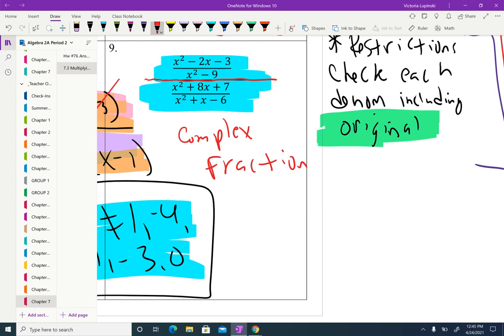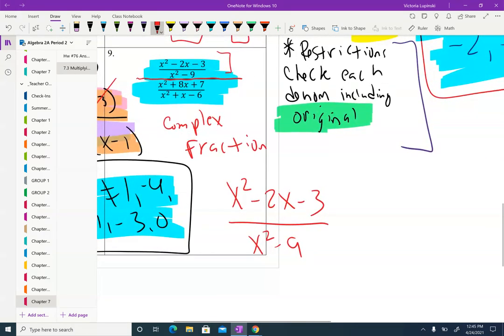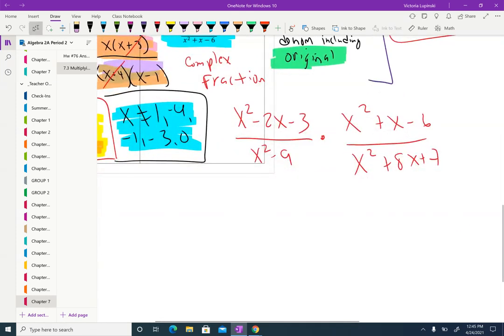So I'm going to go ahead and start by, again, doing the keep, change, flip, or multiplying by the reciprocal. So in this case, I'm going to leave the numerator as x squared minus 2x minus 3 all over x squared minus 9. Then I'm going to change the big division bar into a multiplication, and I'm going to flip the bottom. And now all I have to do is factor and then reduce.